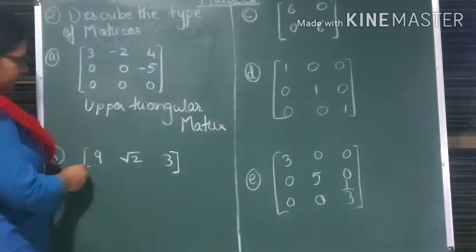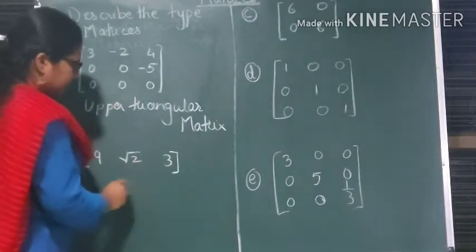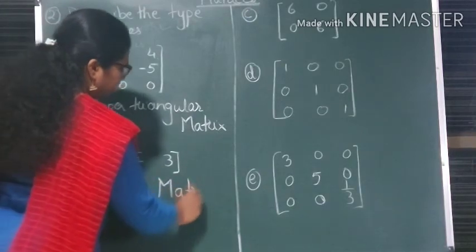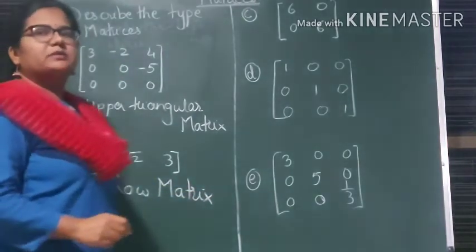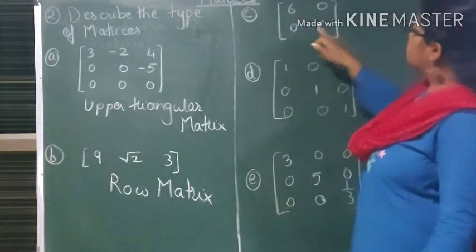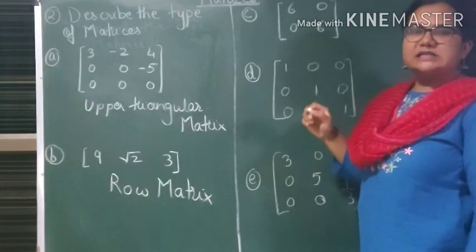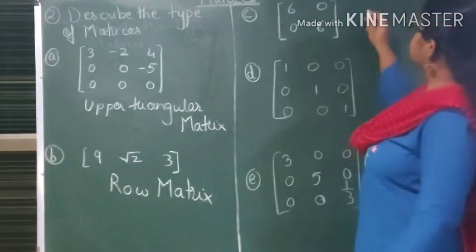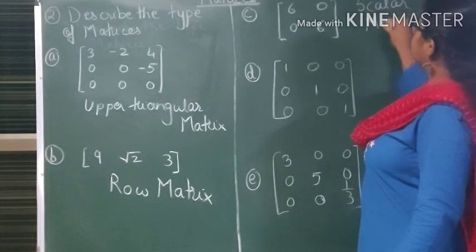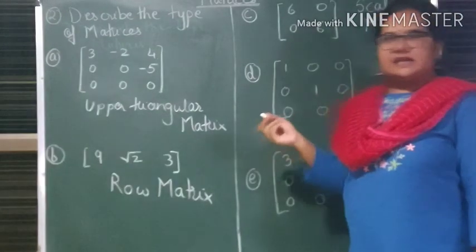Now next example, here you can see 1, 2, 3 columns are there, but there is one single row. That means it is a row matrix. Yes, so it becomes only a row matrix. Now look at this example, order 2 by 2, diagonal elements are same and non-diagonal elements are 0. That means which type of matrix is it? It is a scalar matrix. In a scalar matrix, diagonal elements are equal and non-diagonal elements are 0.